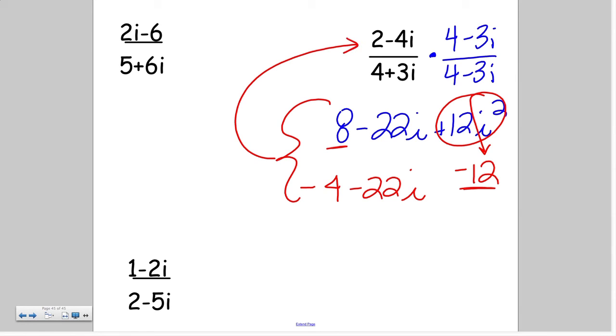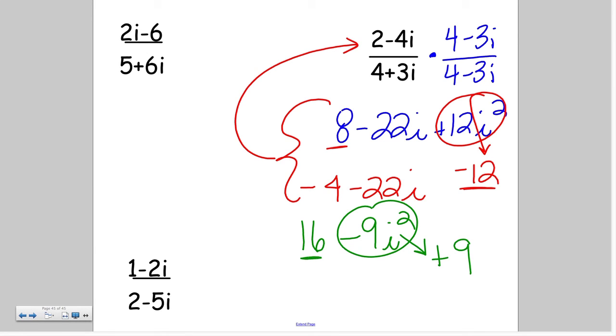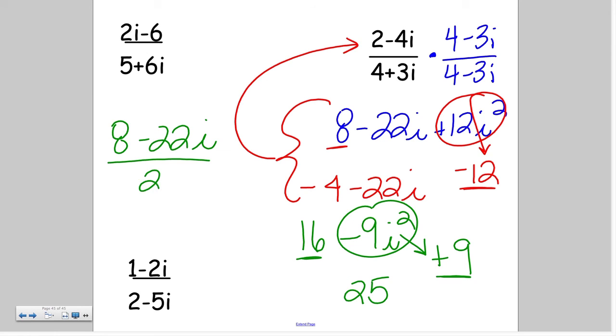Now I've got to do the bottom. And I'm going to do my shortcut again. Just go ahead and pull out what I've got left. 16 minus 9i squared. So all I did was the box and combine my like terms. That's going to make that a positive 9. And I can simplify 16 plus 9, which is 25. So I'm going to put the top and the bottom together. So negative 4 minus 22i from the top over 25.